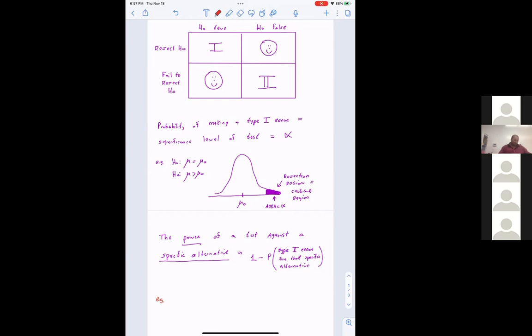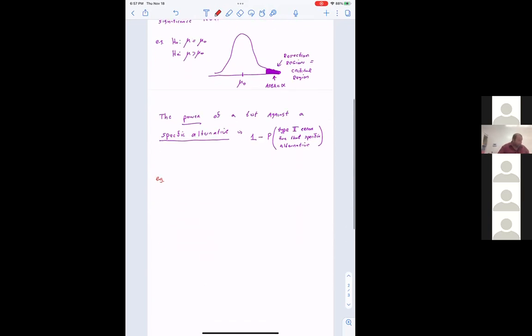With me so far? Yes, thank you. Okay, so there's an example here. Example 22.4. It says finding the power of the test for a population mean for a normal population with known standard deviation is less challenging than most other power calculations, which is why we're going to use it here. Okay, so we have the following. Here's the example.